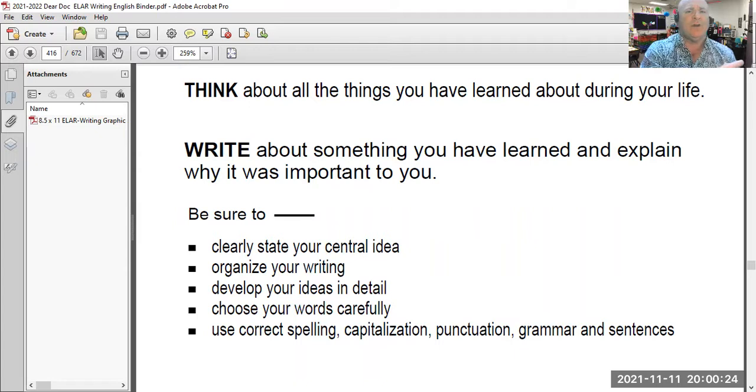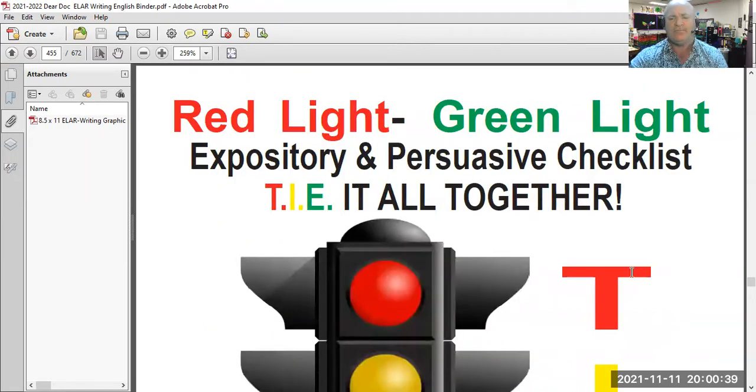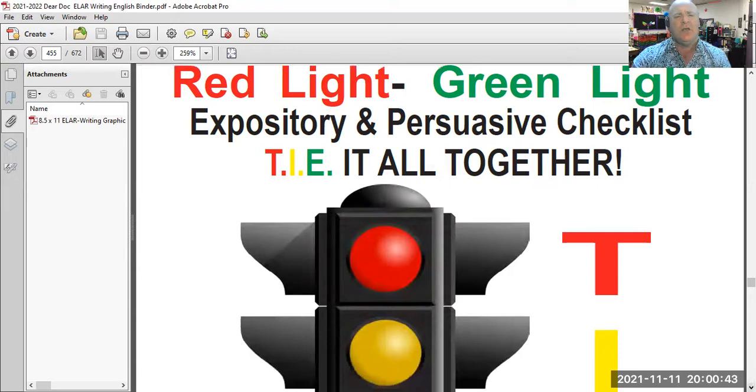But what we're going to try to do is, how do I take a 2 quality paper and turn it into a 3? How do I develop? So what I'm going to do is take you to page 455 of the binder. Some kids need differentiated instruction. And so if you play red light, green light, most kids can relate to a traffic light.